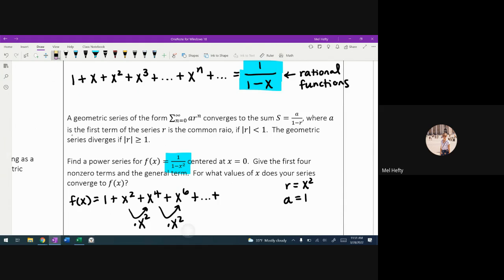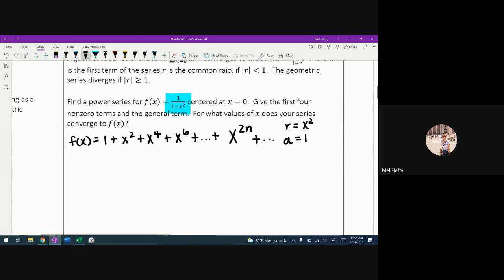All right. So how could I write this formula? How could I write this general term? What could I write? X to what power? So I could write x squared plugged in to x to the n. How could I simplify this though? X to the 2n. And that makes sense because I'm getting a bunch of even powers.